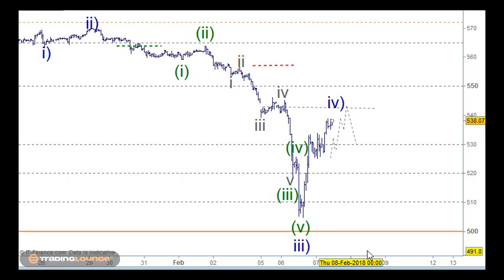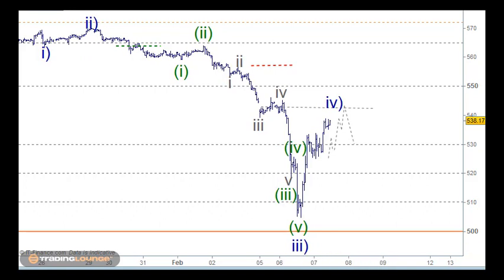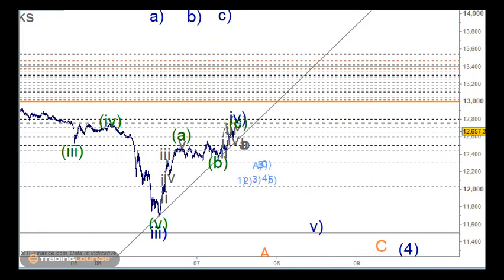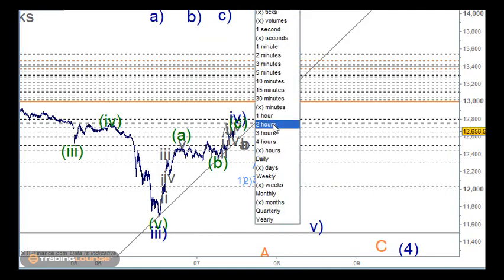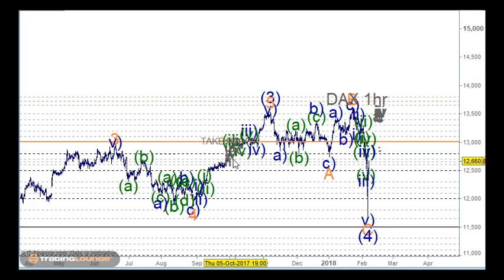We'll need to look at it a little bit differently, and just looking at it differently, I think I had it on the DAX here. If I come back to maybe the 1 hour chart, did I have that set up?